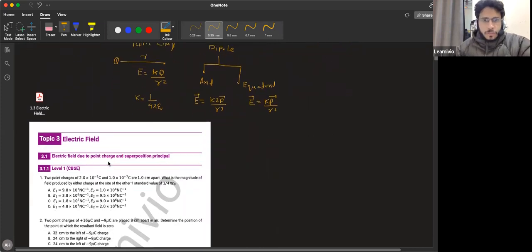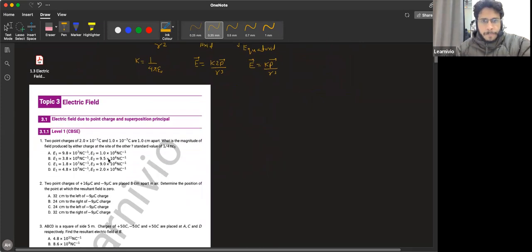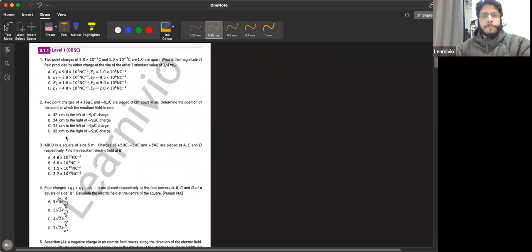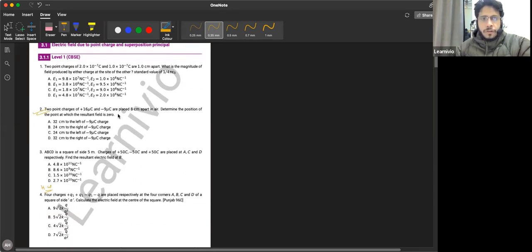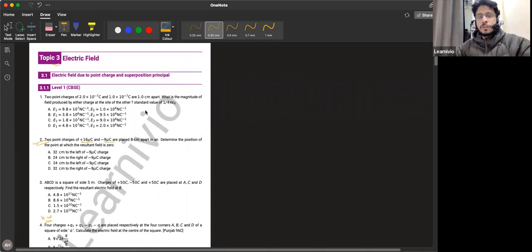Now let's see some numericals. These types of questions are important. Let's solve this question, and this will be your homework. This is topic number 3, electric field. You have two charges, 16 microcoulomb and minus 9 microcoulomb, placed 8 centimeter apart. Determine the position of the point at which the resultant field is 0.